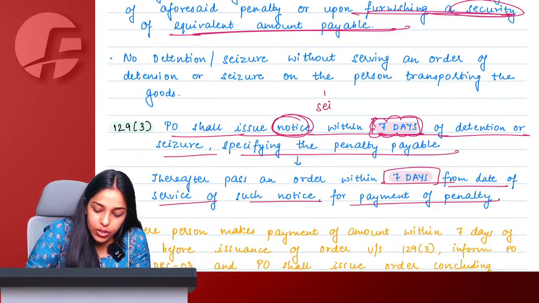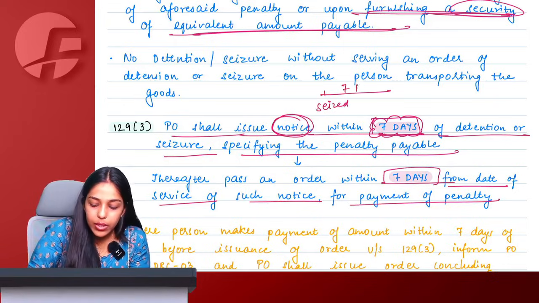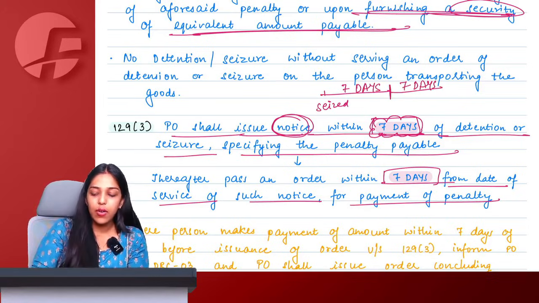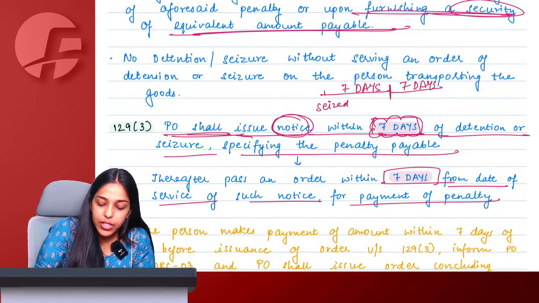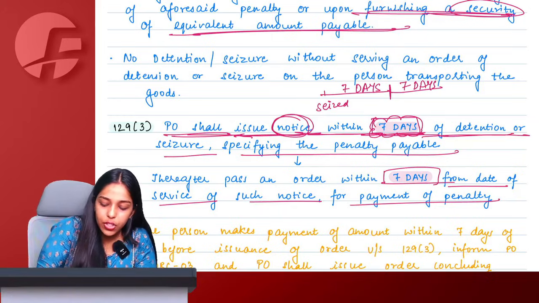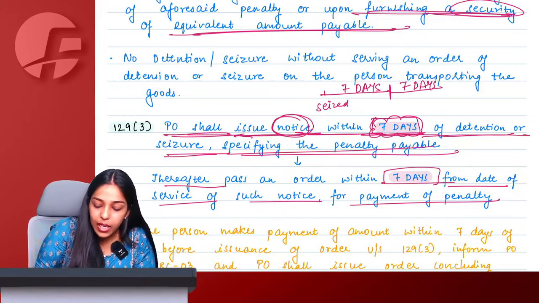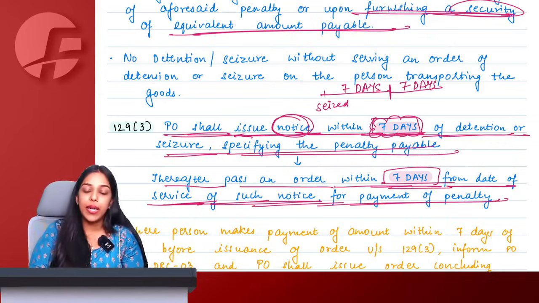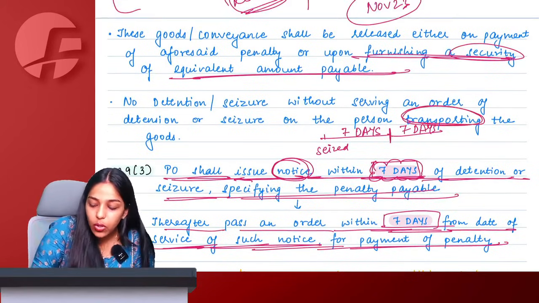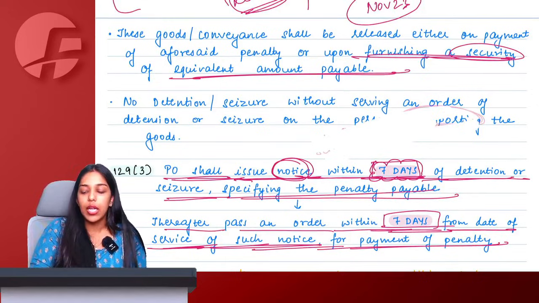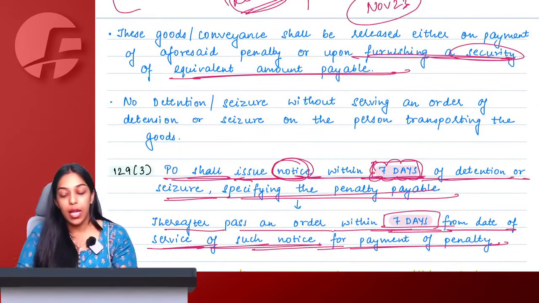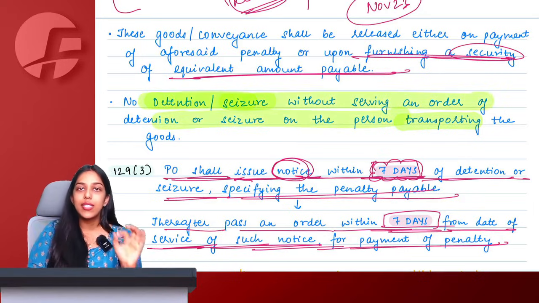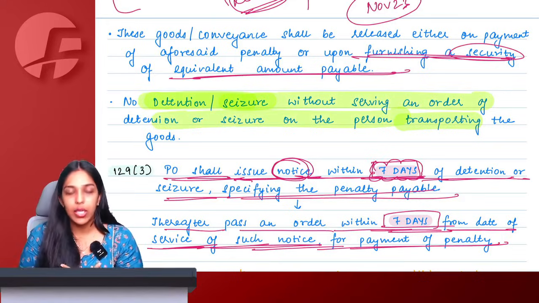So, today your goods are seized. Then we give you a notice within 7 days, and once a notice is given to you, then within 7 days order is going to be issued. So, proper officer shall issue notice within 7 days of detention or seizure specifying the penalty payable, and thereafter pass an order within 7 days from the date of service of such notice for payment of penalty. And for a person who is transporting the goods, he is just the transporter and not the owner. Now, we can levy penalties on transporter, we know that, but for transporter, you will also not do detention seizure without giving an order. See, understand, if my goods are transported, I am the owner.